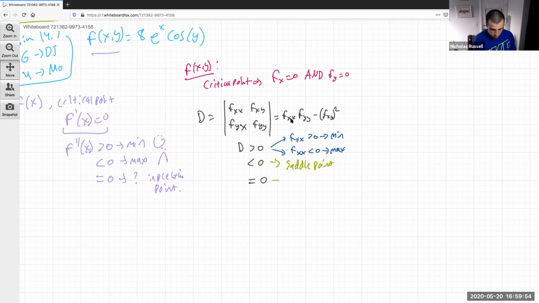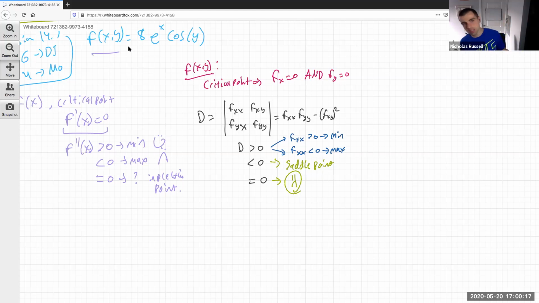And lastly, if it's 0, we have no information. I can't really tell you anything about it. If I give you a 0, I really can't say anything. I have to do more investigative work, maybe try to compute this numerically, try to see what's funky about it.